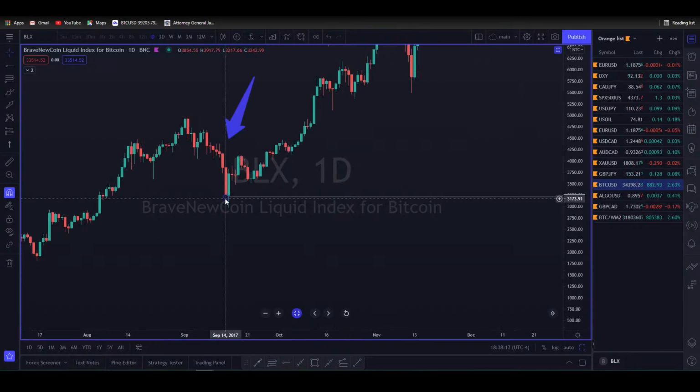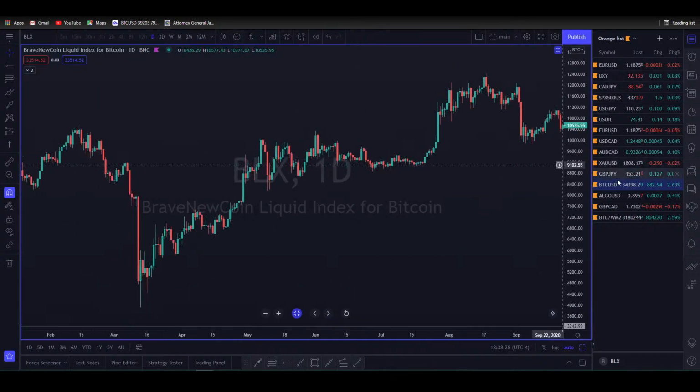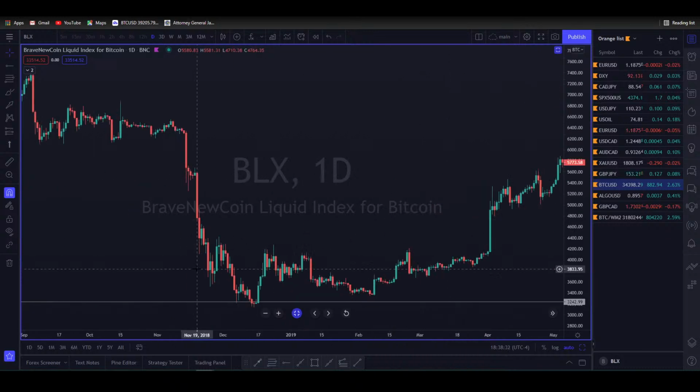But this was what was interesting to me, right? That low that was put in when they liquidated $300 million worth of Bitcoin, if you scroll over here to current price, well, your bear market low of 18, 19?